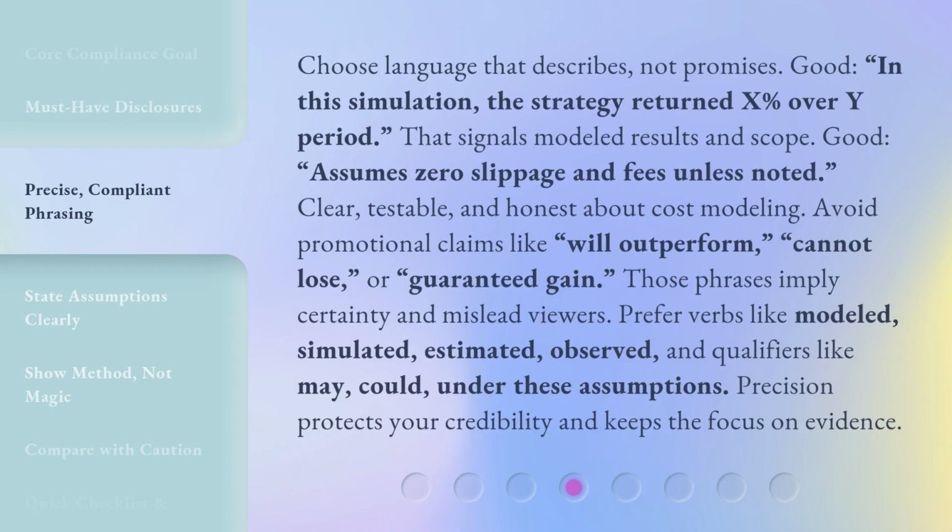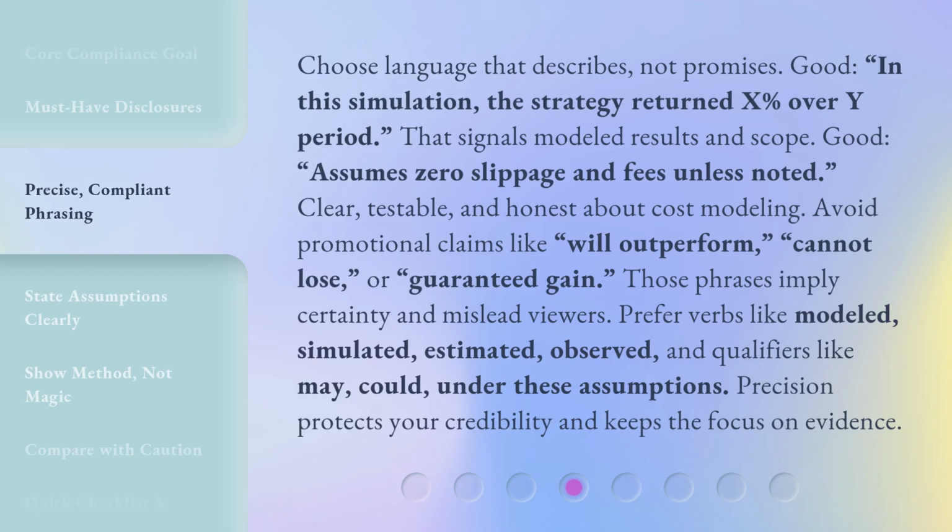Choose language that describes, not promises. Good: in this simulation, the strategy returned X% over Y period. That signals modeled results and scope. Good: assumes zero slippage and fees unless noted. Clear, testable, and honest about cost modeling.